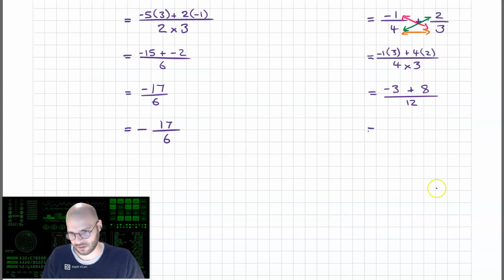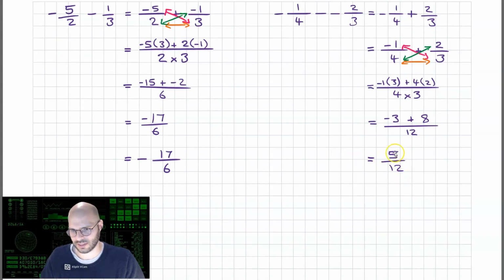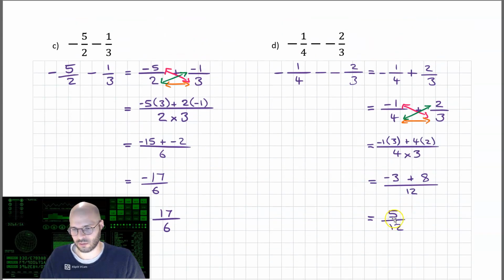Bringing this together, minus 3 plus 8 is the same as saying 8 take 3, and that will be 5 over 12. And we simply know because 5 is a prime number and 12 is not divisible by 5, this is as simple as it gets here. So in summary, what we had to look at was how we could deal with a negative fraction, take away another negative fraction. So this is as complicated as it gets.